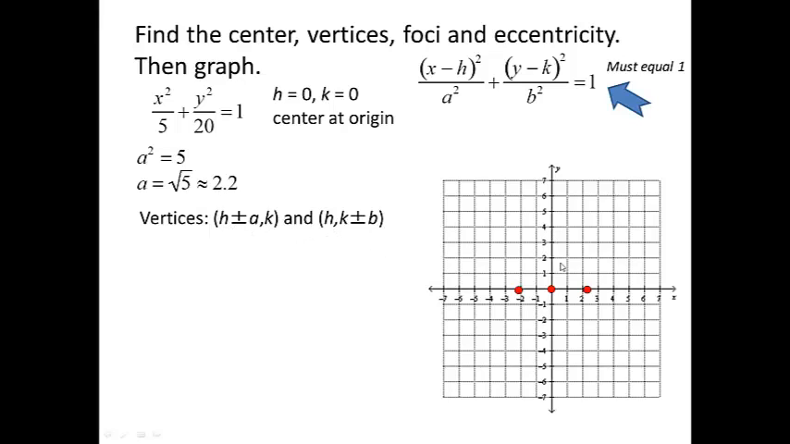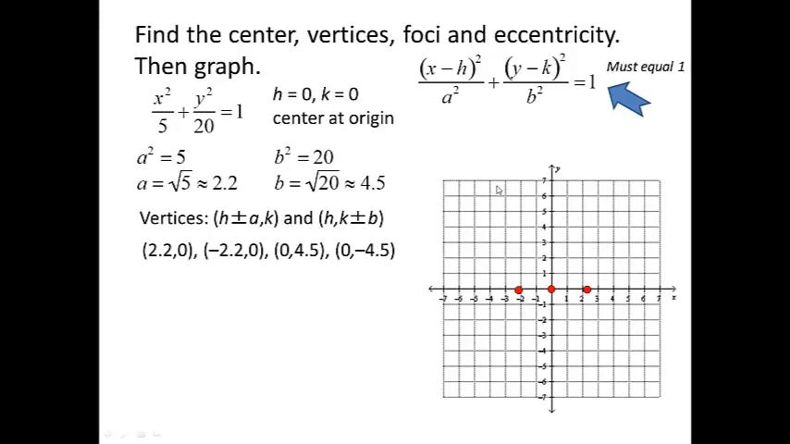So we're going to go out 2.2 in each direction from my middle, which is 0. Then b is the square root of 20, which is approximately 4.5. So we're going to go up and down from the 0 on the k, and then we get those 2 points. Those are my vertices, my co-vertices, minor axis. My major axis gives me my vertices. Major axis is vertical, so we draw that in.